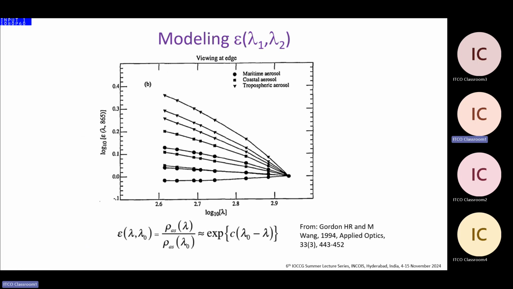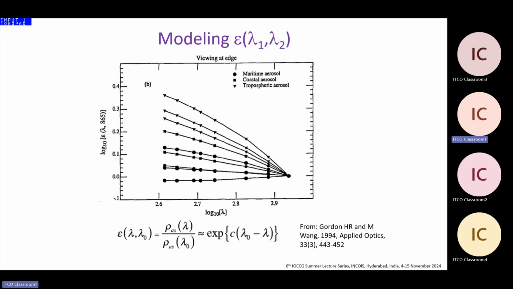So you remember this plot I showed you already. That's the spectral dependence of the aerosol signal. In that case, they try to model it as an exponential with small coefficients. That's the very first algorithm that was proposed for the C-waves.